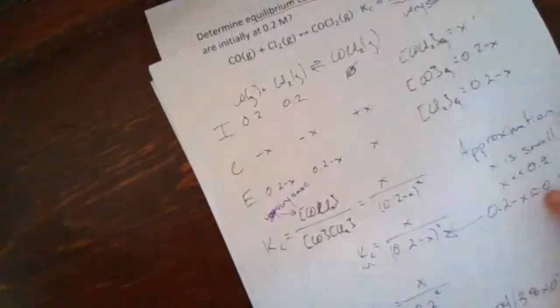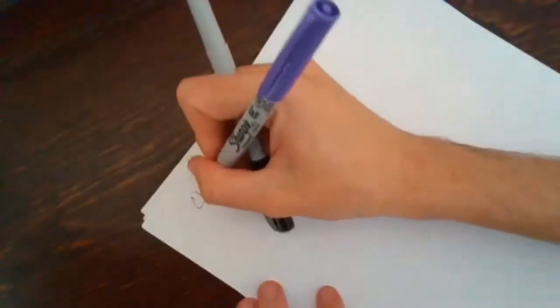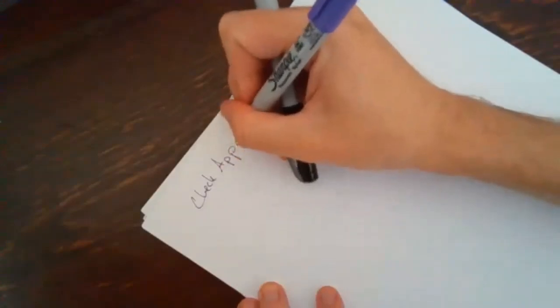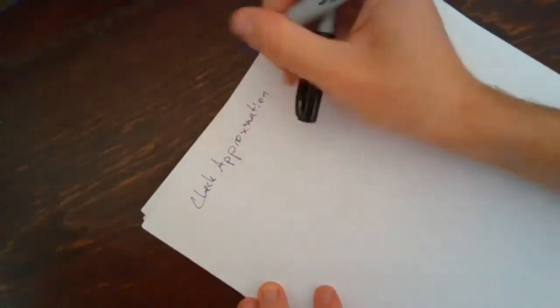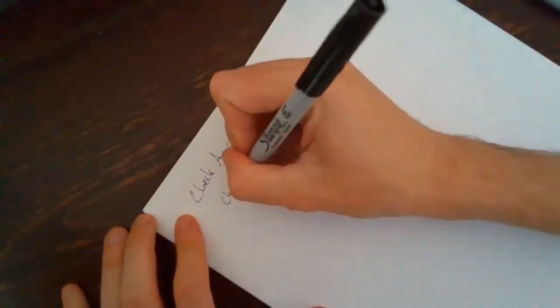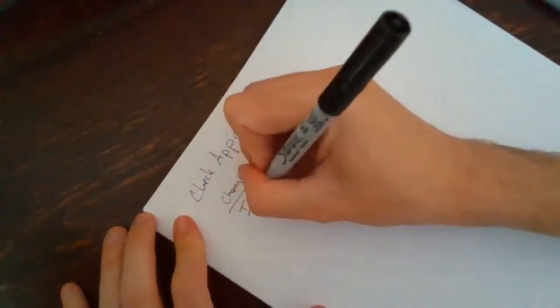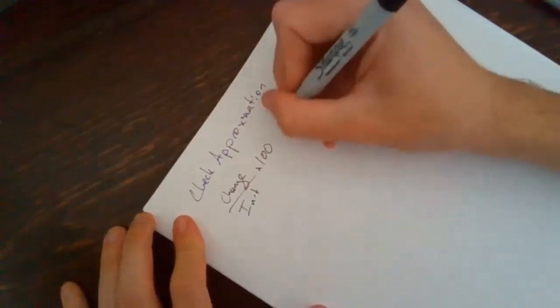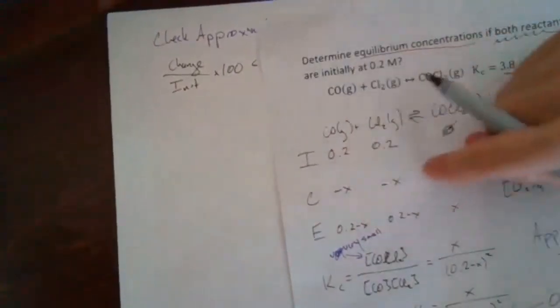The thing is, we do have to check our work. We can't just willy-nilly be making approximations. We approximated that 0.2 minus x is 0.2, and we want to check to see if that is valid. Whenever you make an approximation, which you should do whenever you can, you've got to check it. What we want to look for is change divided by initial times 100. I'm going to get a percent, and I want to make sure that's less than 5%. When I say change and initial, I'm talking about the values from the ICE table.